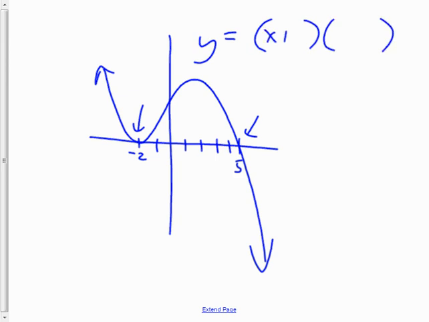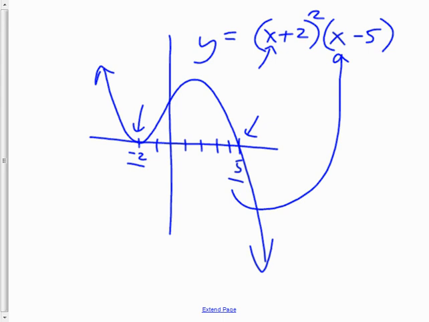x plus 2, because remember, -2 has to go in there and make it equal 0. And that one's bouncing, so it's squared. And this cut through at the 5, that's x minus 5. That way a positive 5 can go in there and make it equal 0. And that one's just a single. It's a cut through. That's a 1. That's the equation for this graph.